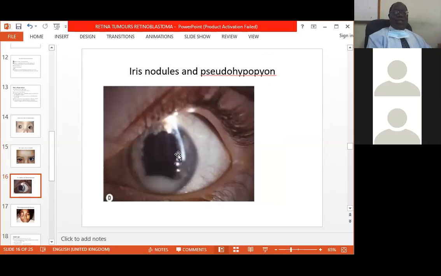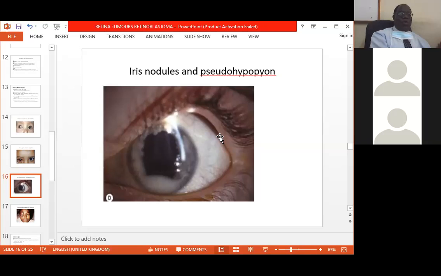There can also be what is called pseudohypopyon. What is hypopyon? It's this fluid level. Normally you find this in cases of inflammation, where there is infection inside the eye that passes into the anterior chamber and forms a fluid level. When I say anterior chamber, in front of the iris, as you are standing, the fluid settles down, so you have a fluid level. That is what is referred to as hypopyon if it is infection. But this one is not due to infection. These are tumor cells. That's why it's called pseudohypopyon.